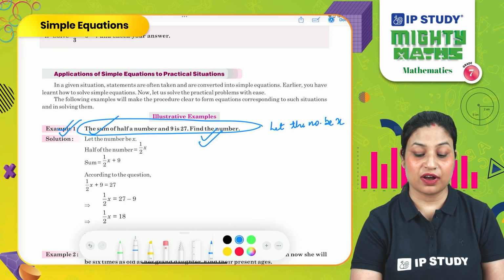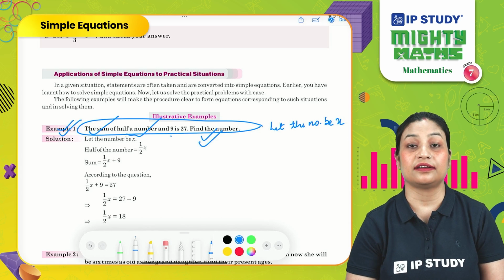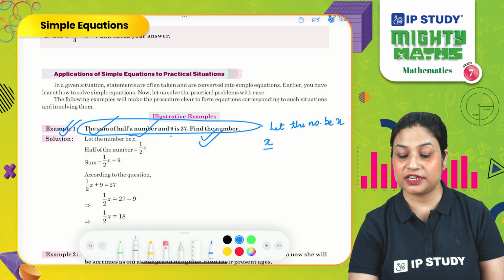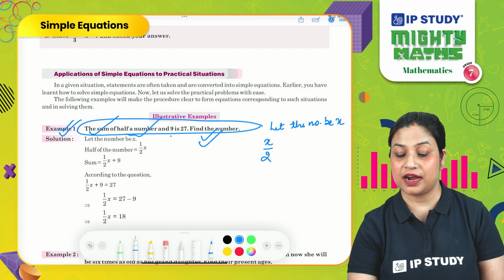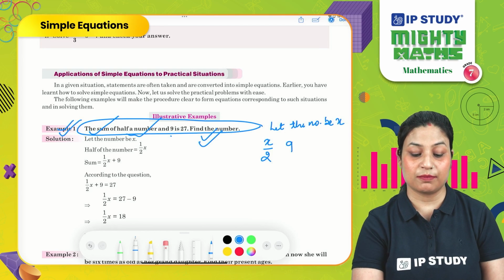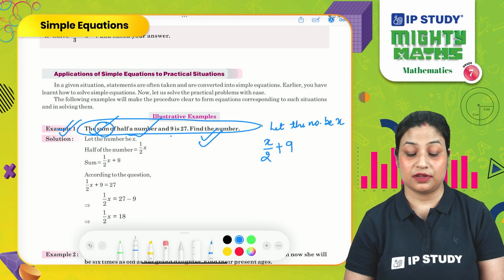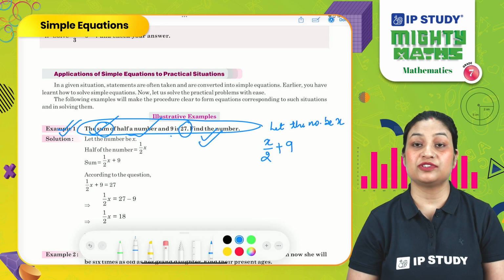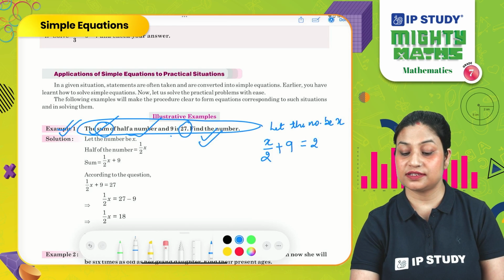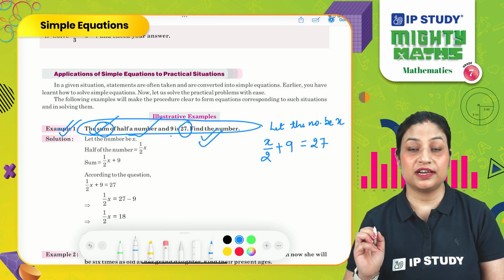Now, what is the first condition given to you? The sum of half of a number and 9. So you have to take half of this number and 9. And since we are talking about sum, what sign do I have to put? I have to put a sign of plus over here. Now, what is the sum? The sum is also given. It is 27. Now, I got my linear equation.